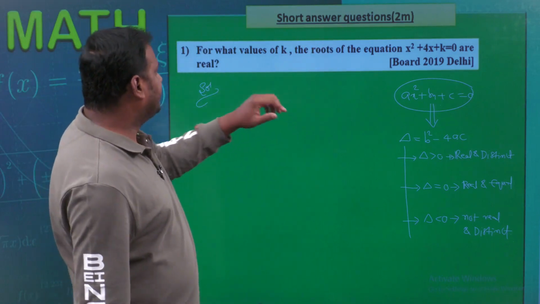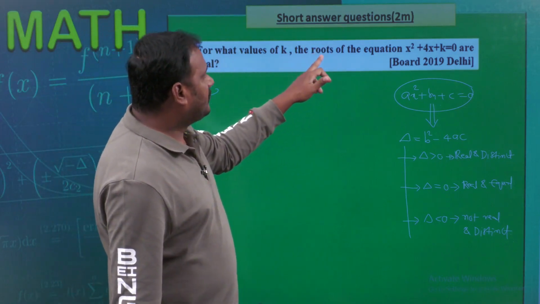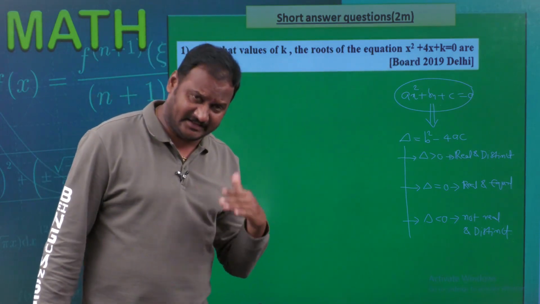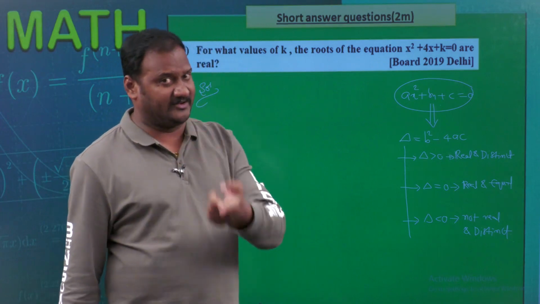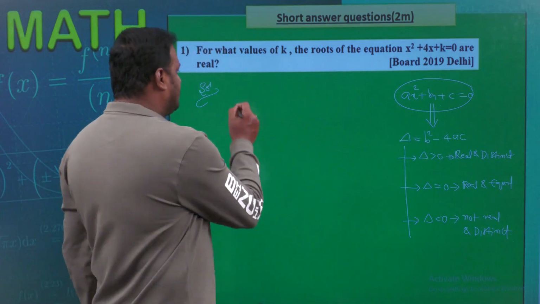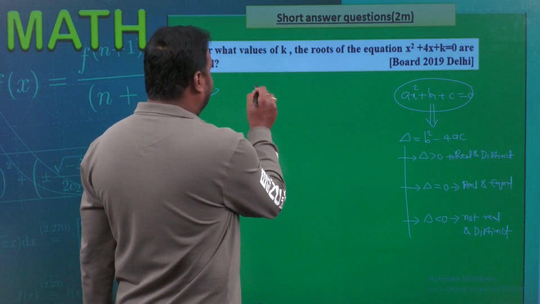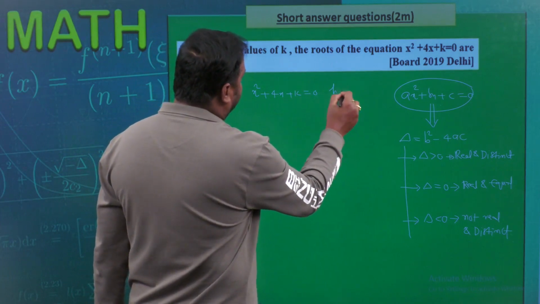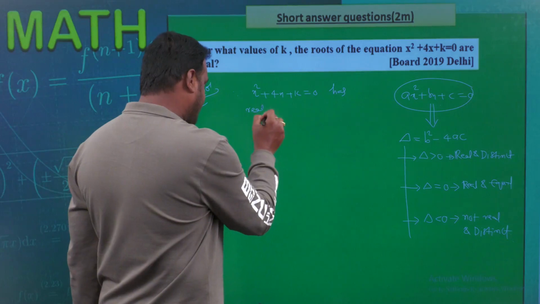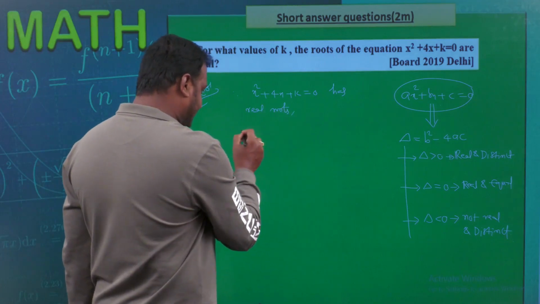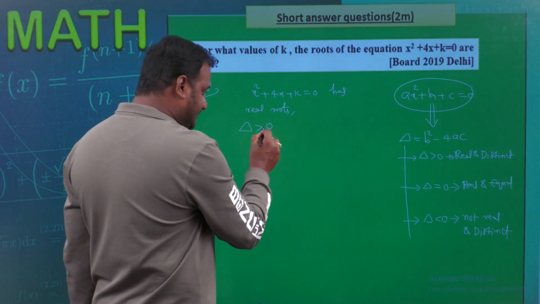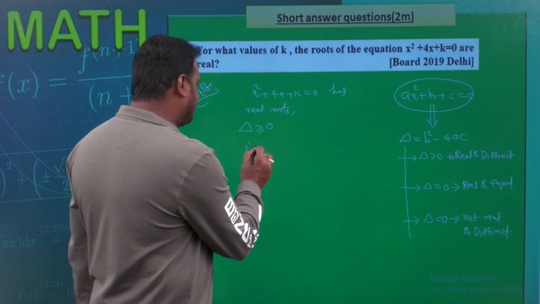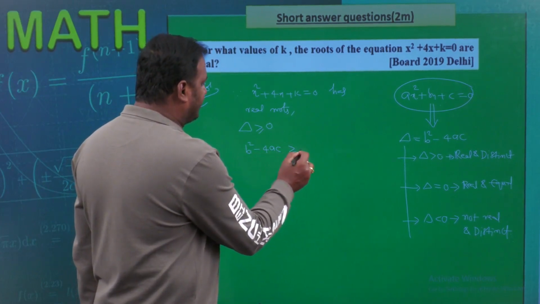Now, coming to the problem: for what values of k are the roots of the quadratic equation real? Real means what? Greater than 0 or equal to 0. It can be greater than or equal to 0, then only they are real roots. So since x square plus 4x plus k equal to 0 has real roots, delta should be greater than 0 as well as delta can be equal to 0. Then also you will get a real number. So delta means b square minus 4ac greater than or equal to 0.